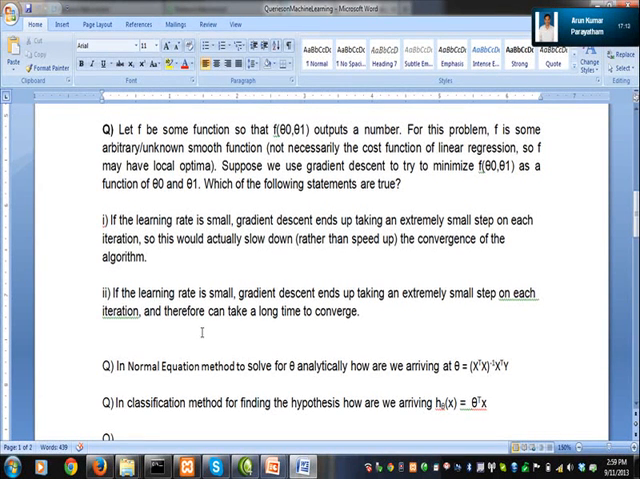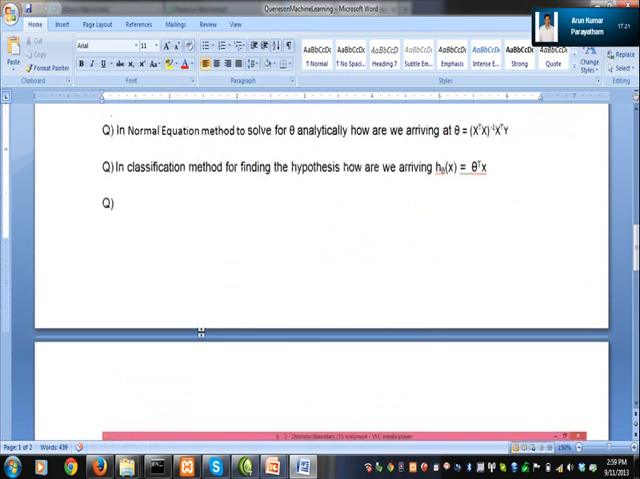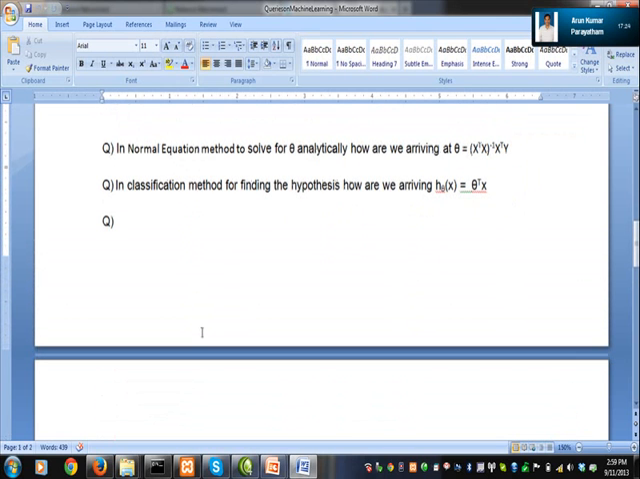In the normal equation method, to solve for theta analytically, how are we arriving at theta? X transpose X inverse X transpose. Right. You can see any Google resource for that. He hasn't proved these equations. He has given you the final equation. He just said that you have an equation, and these equations will get delta by delta theta j of J theta equal to 0. If you solve all these equations, he is not deriving that.